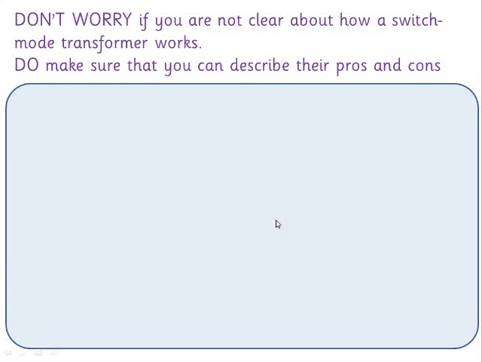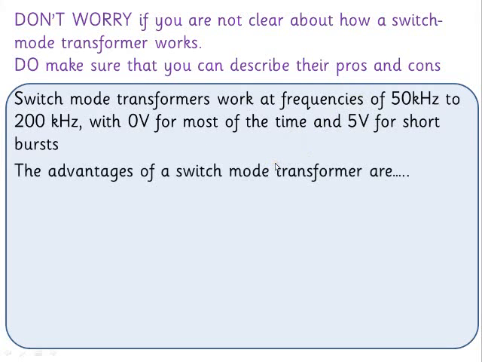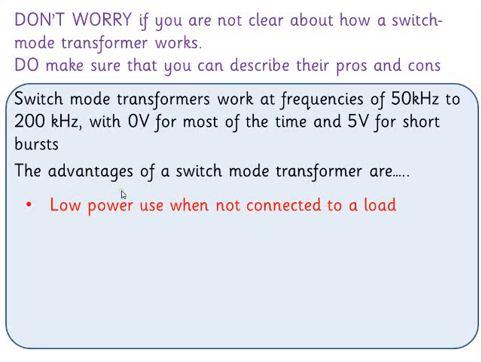Okay, all that's really difficult, but if you're thinking, I'll never get my head around that, all you really need to do is to learn the pros and cons. Okay, so here's our pros. The switch mode transformer is working mostly at 0 and just at 5 volts for short bursts. This means it's got a very low power use when it's not connected to a load, so you can leave your USB plugged in, it's not going to be a problem.